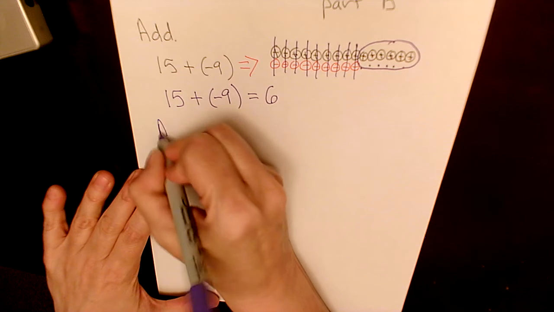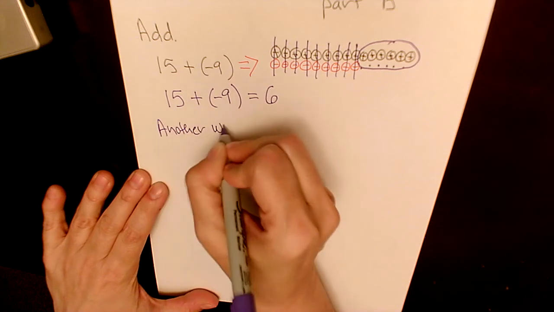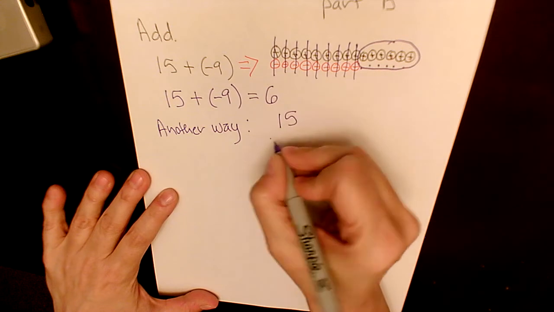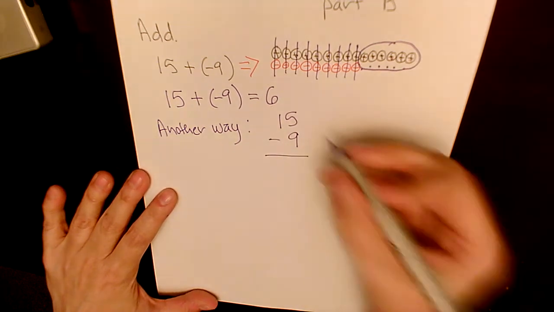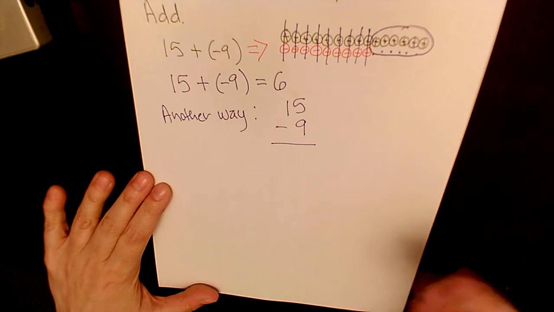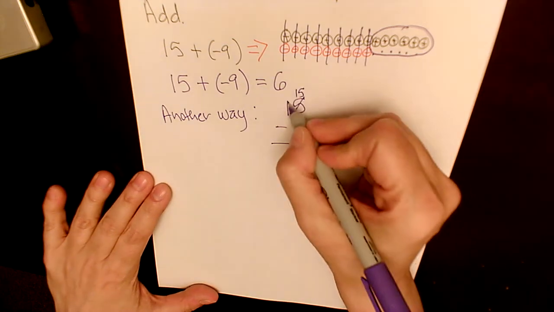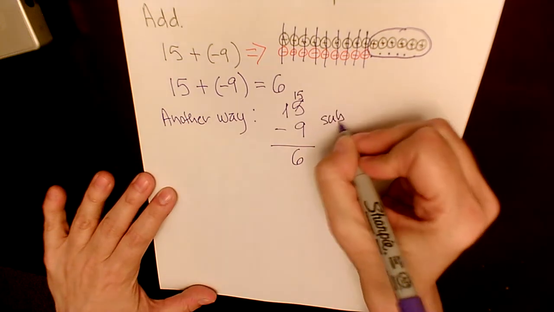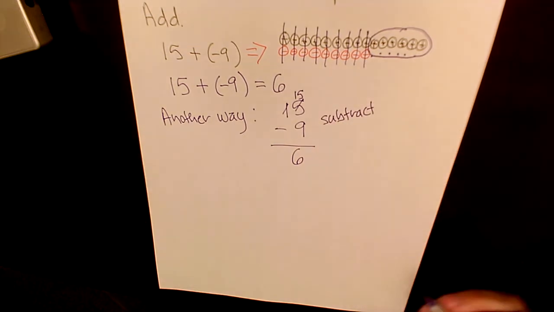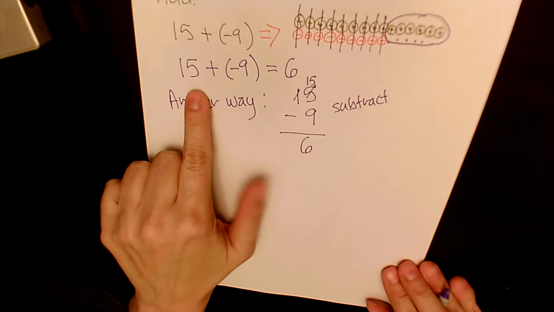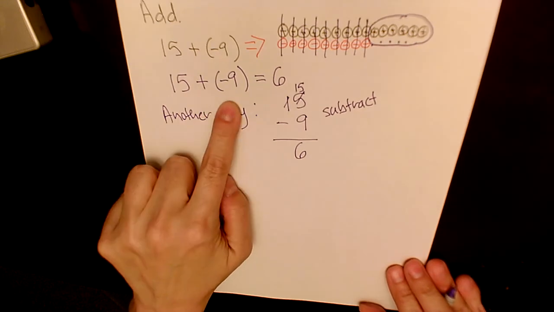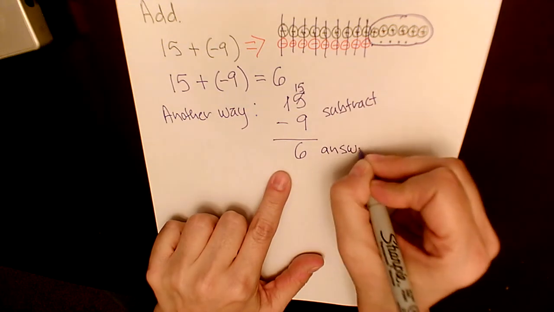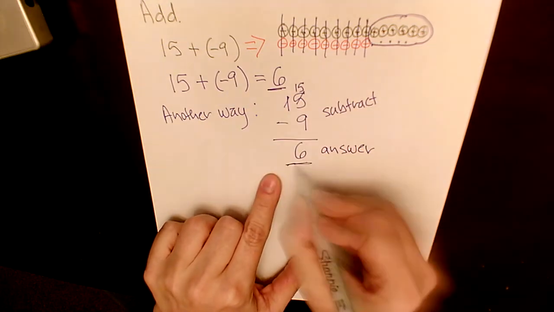Another way, we learned to subtract. So I'm going to take 15 minus 9. And 15 minus 9, I'm going to borrow, is 6. So I'm going to subtract. And then who has more? Does 15 have more positives, or does 9 have more negatives? Well, 15 has more positives, so my answer is positive 6, which is what I got here and what I got here.